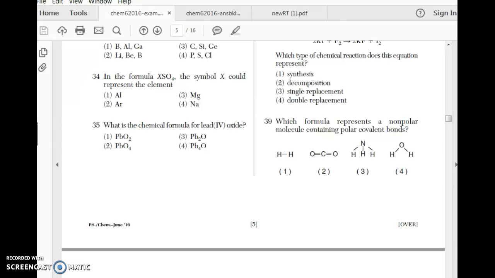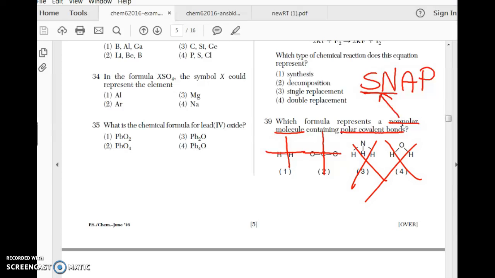39, they would like you to identify the nonpolar molecule that contains polar covalent bonds. Well, let me remind you, to be a nonpolar molecule, you have to be the symmetrical one. Which of these is symmetrical? Well, that's a symmetrical molecule, but that's a symmetrical molecule as well. So we can eliminate 3 and 4.